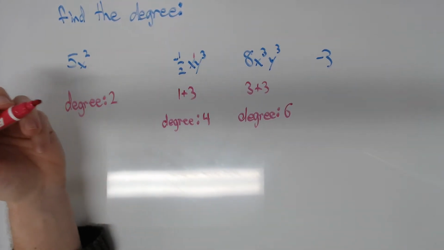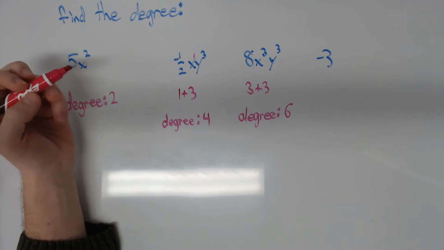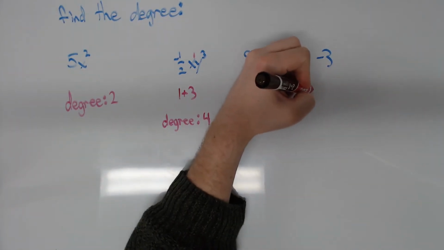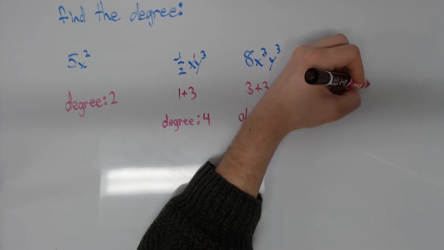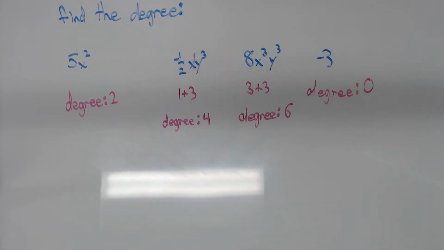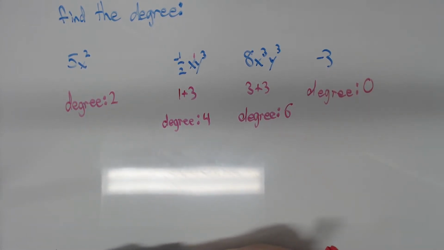And negative 3, that doesn't have a variable. So there's no powers on variables, which means it's just empty. This is just a degree of 2. Or sorry, degree of 0. I don't know why I'm saying 2. Degree of 0. No variable, no power, degree of 0.